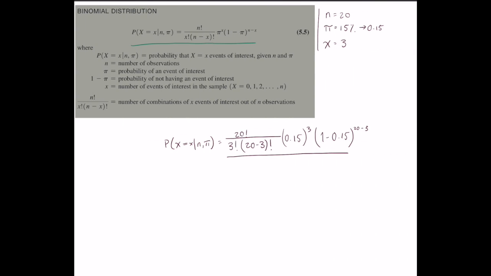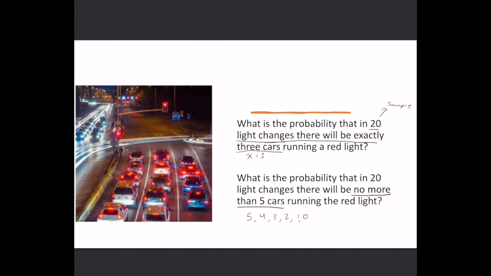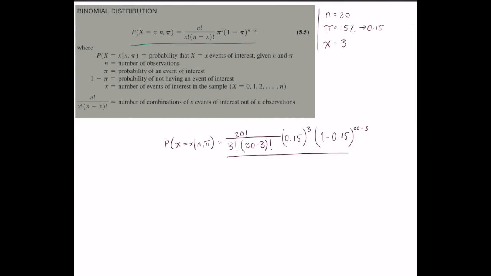All right, now that we know why this is a binomial distribution, let's use the formula for a binomial distribution to actually solve the problem. So what I did here was define my variables. We're referring to the first problem right now, where they're asking, what is the probability that there will be exactly 3 cars running the red light? So our n here is our sample, and that's 20. Next is our probability, which is denoted by pi, and I converted that to a decimal. And then our x value is 3.